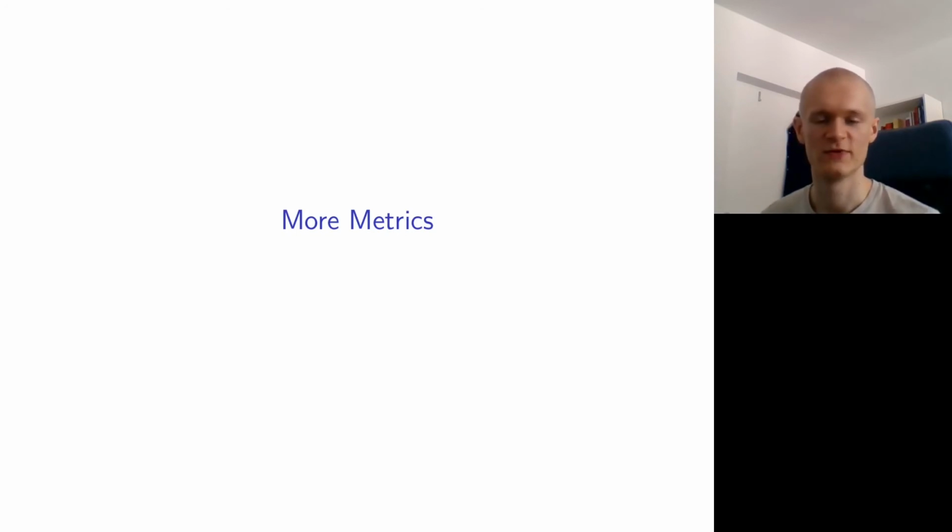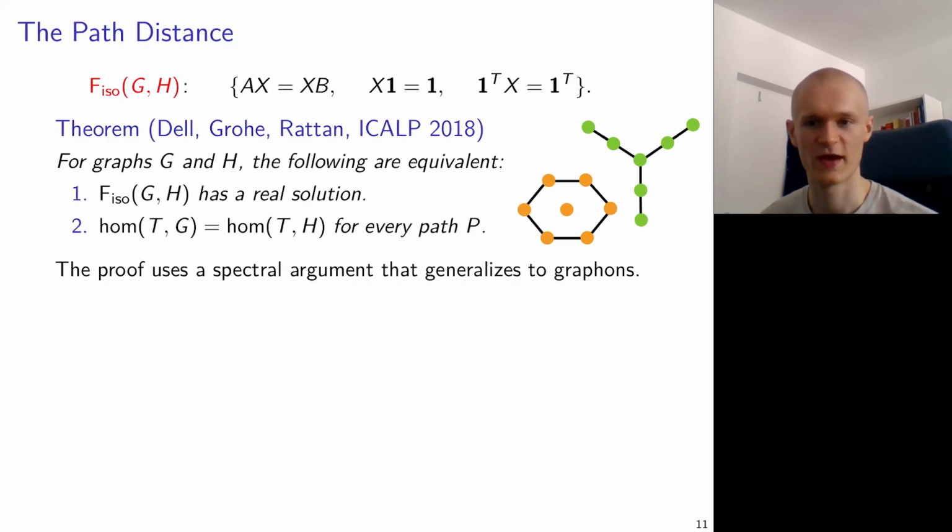So we have seen the tree distance, but we can actually use our theorem for graphon pseudometrics in more cases. For example, in the case of paths. Dell'Amico and Rattan have proven this characterization of path homomorphism counts via real solutions to this system of linear equations. So non-negative real solutions correspond to tree homomorphisms, and real solutions correspond to path homomorphisms.